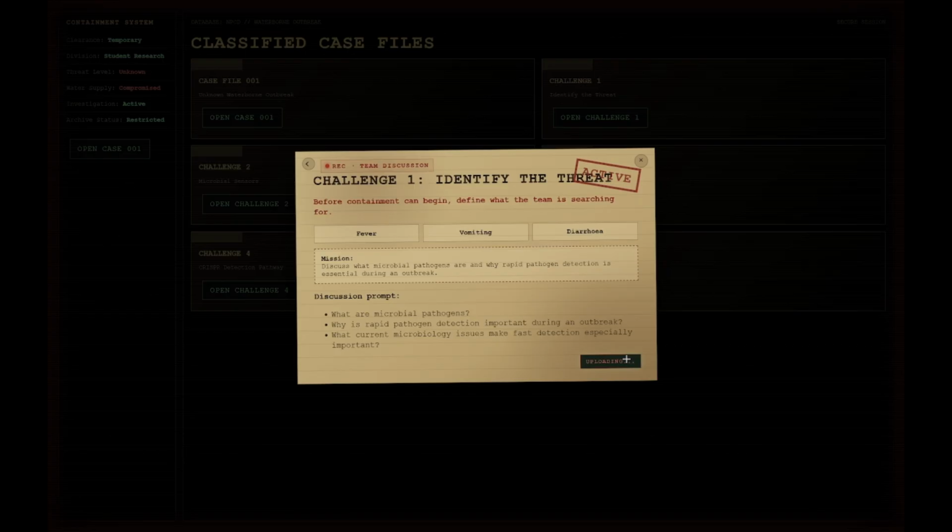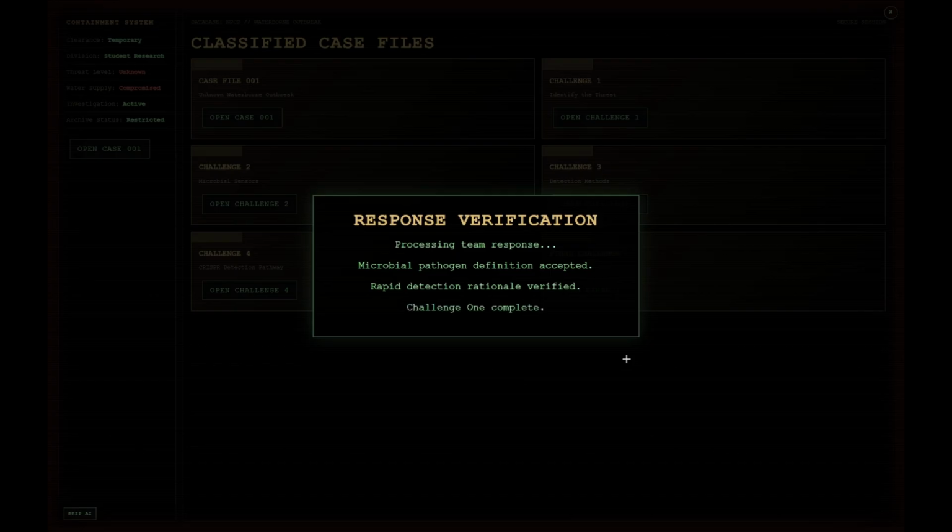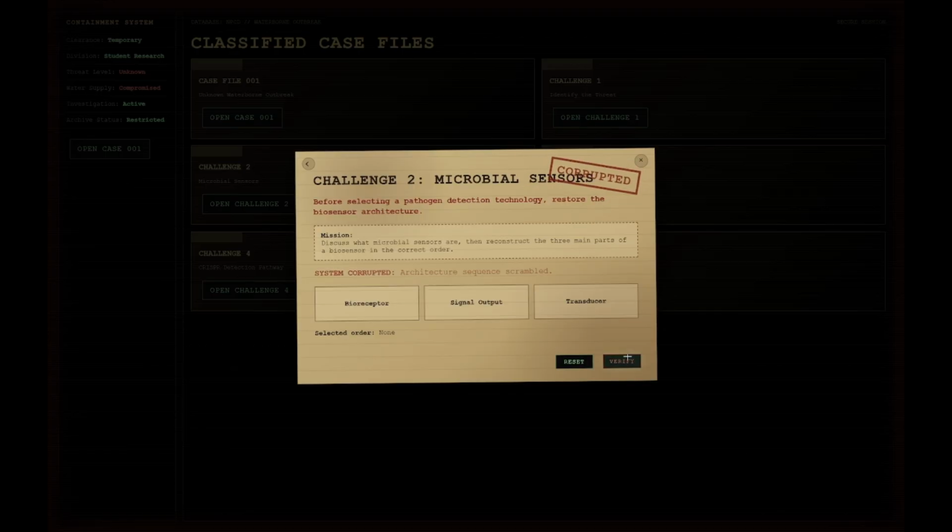Recording terminated. Uploading team response. Analyzing discussion. Knowledge verified. Microbial pathogens are disease-causing microorganisms. Rapid pathogen detection is essential for outbreak control. Challenge 1 complete. Challenge 2 unlocked. System corrupted. Repair the biosensor architecture to continue.